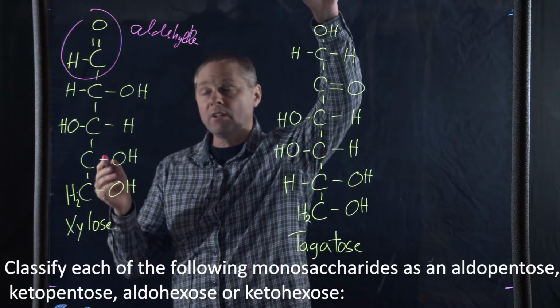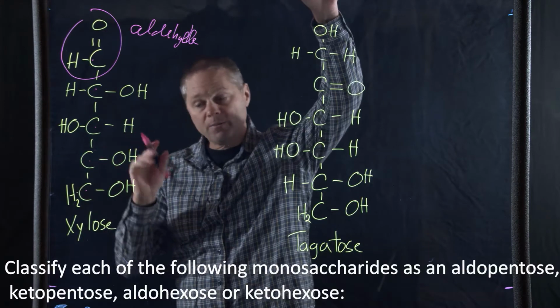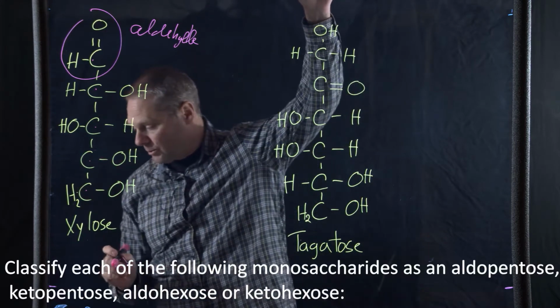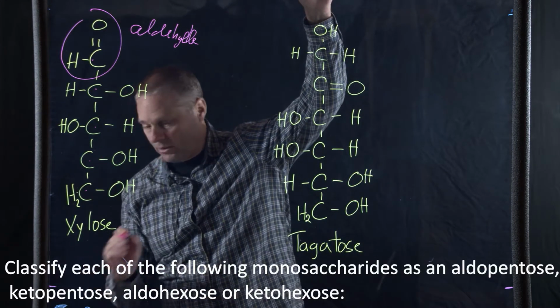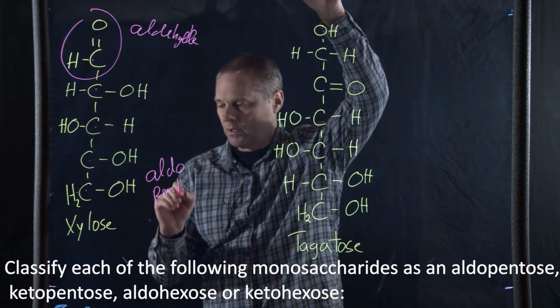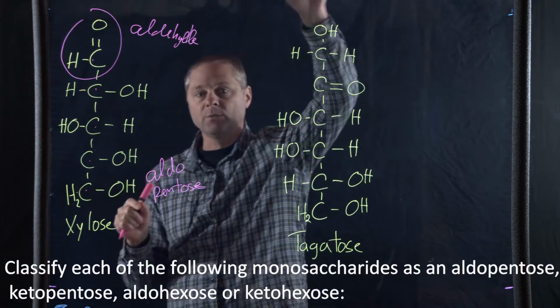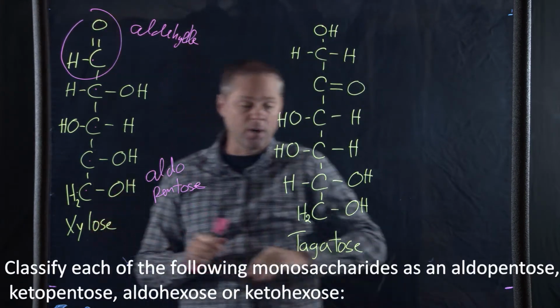Now, if we start counting the number of carbons, here we have 1, 2, 3, 4, 5. We have 5 carbons. So this is what's referred to as an aldopentose, because we have an aldehyde with 5 carbons.